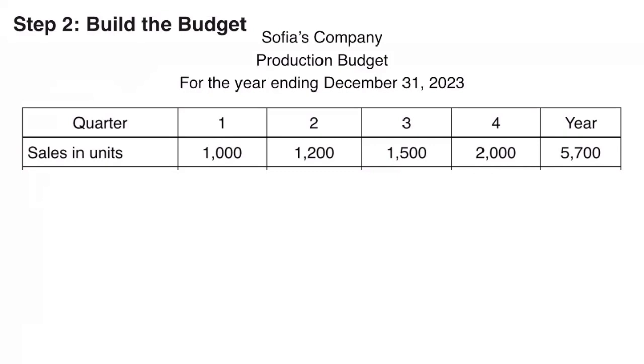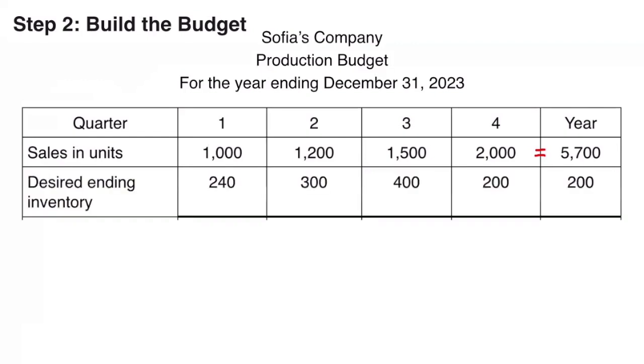For the year-end total of sales in units, all you do is like a typical total, you add all the quarters together. Row 2 is desired ending inventory, which is why I went through finding desired ending inventory first, as it makes life easier when it comes time to building the budget, as you can now just input the numbers from step 1.